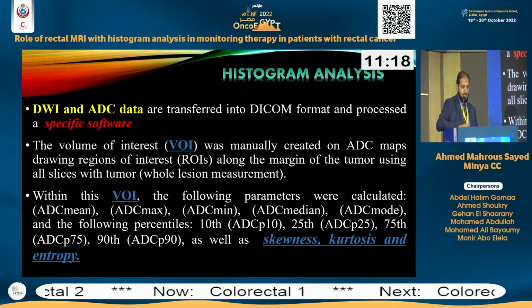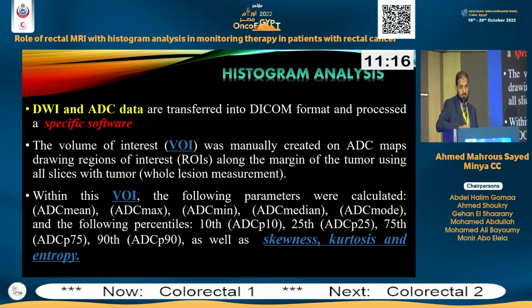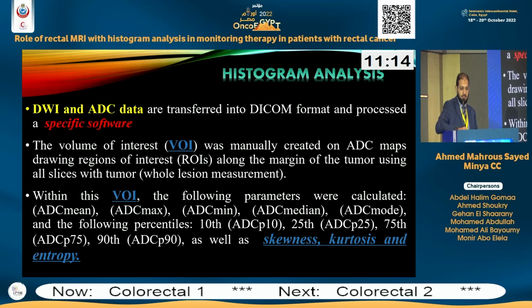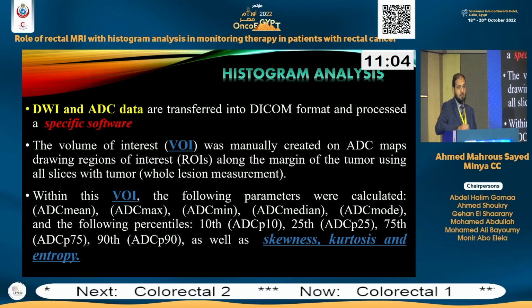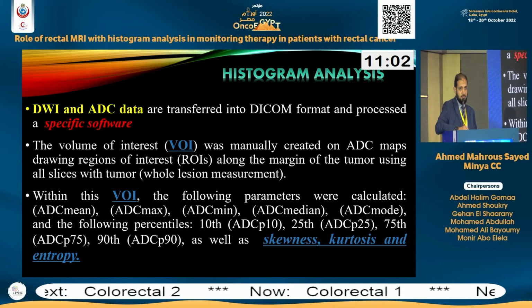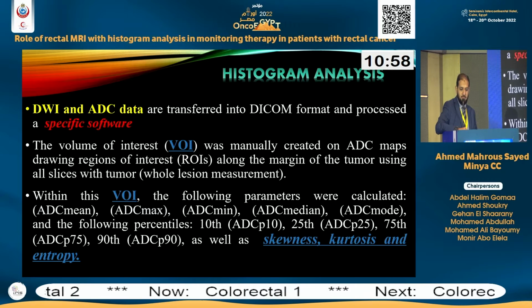The diffusion and the ADC data can be transferred into a DICOM format and processed with specific software. This enables us to perform a VOI, which is called a volume of interest. Not only one dot or one spot of the tumor can be judged; we can judge the whole tumor. So the VOI can be manually created on the ADC maps, drawing regions of interest along the margin of the tumor using all slices of the tumor. Thus we can do a whole lesion measurement, a whole lesion interrogation.